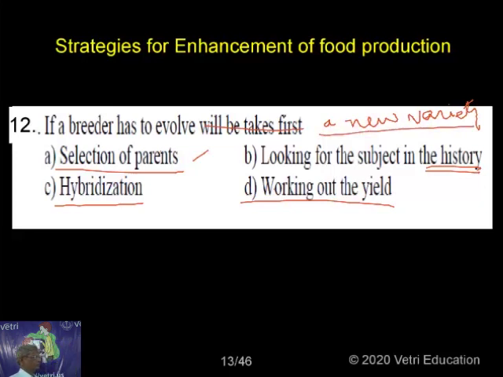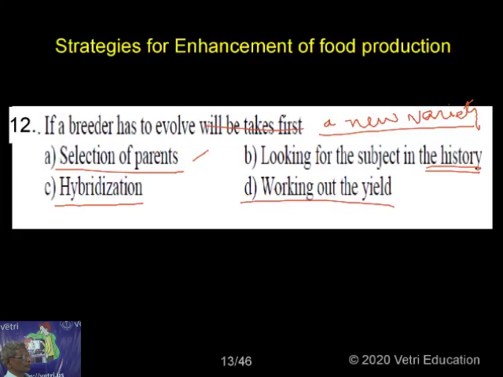That is my question. By following which method will a plant breeder be able to produce a new variety? Come on, answer the question. Looking for, he has to study the subject, the history of the crop. So just by studying the history of the crop, he will be able to produce a new variety.